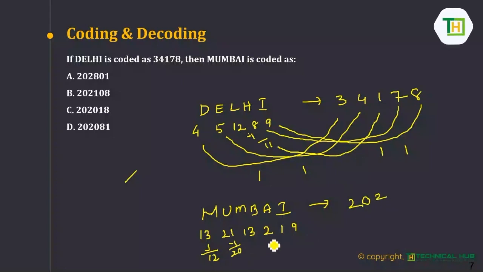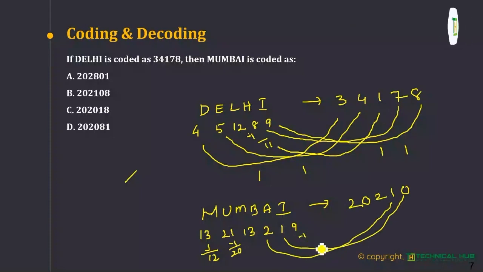And 2, subtract 1, so 2 minus 1 is 1. 1, subtract 1, 1 minus 1 means 0. And finally 9, so 9 minus 1 means 8. So finally the answer is 202108. Given the options, option B is the correct answer. Okay, so this is the logic.